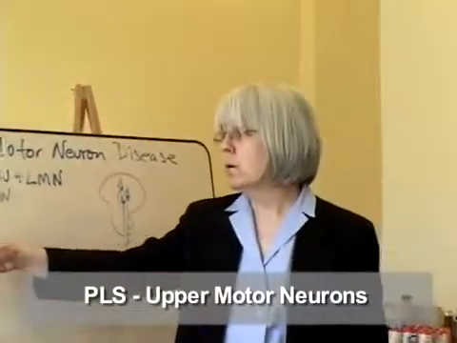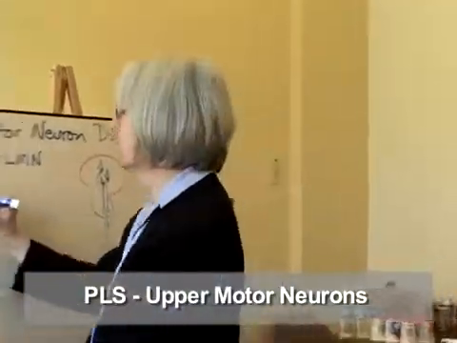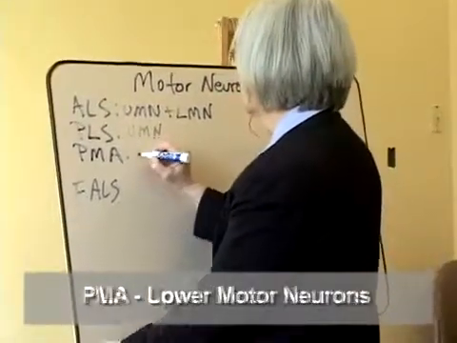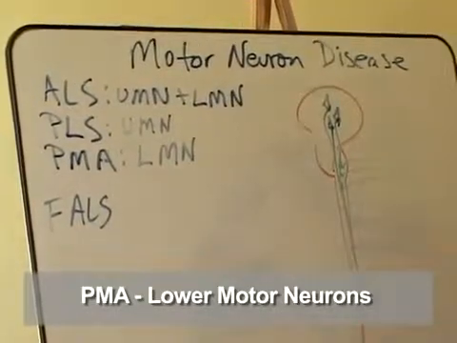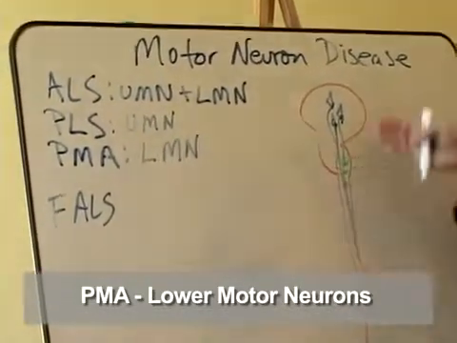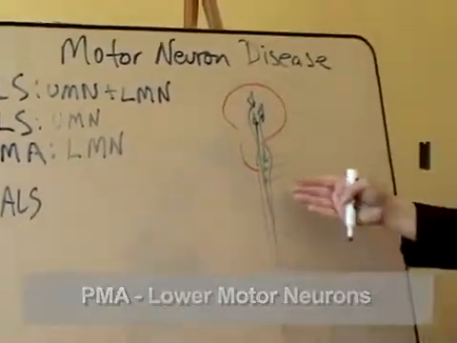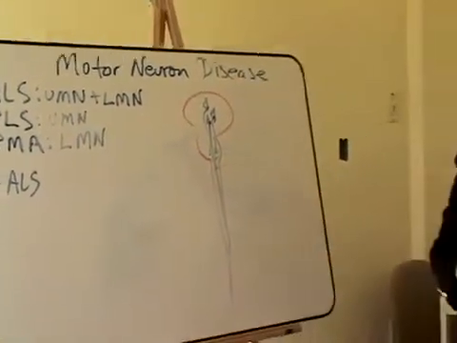And then progressive muscular atrophy, that is only lower motor neurons. So in progressive muscular atrophy, the upper motor neurons stay normal and just the lower motor neurons are affected.